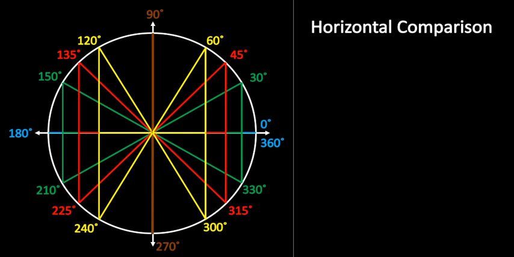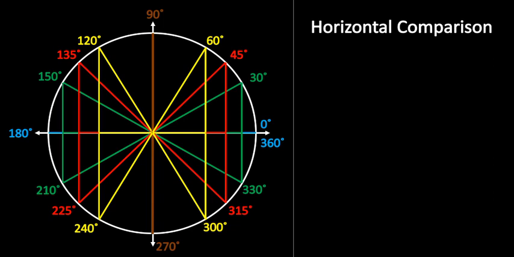This is the horizontal comparison. The length of the vertical green line in the first quadrant is exactly equal to the length of the vertical green line in the second quadrant. It means the value of sine of 30 degrees is exactly equal to the value of sine of 150 degrees.